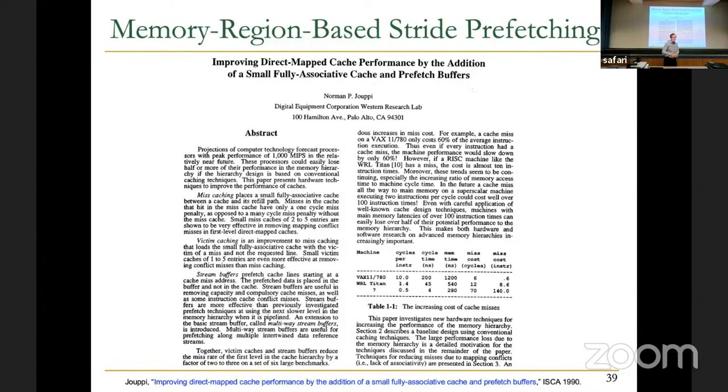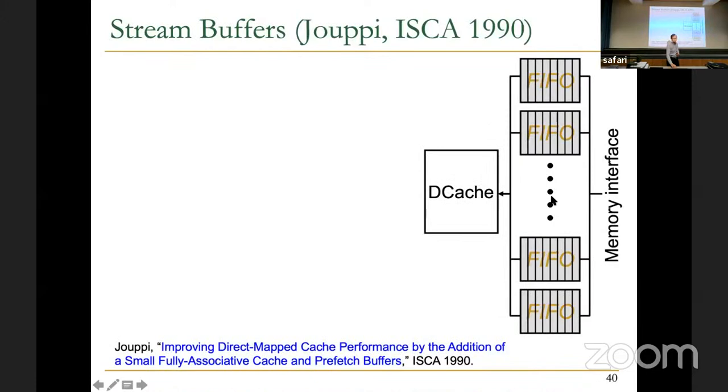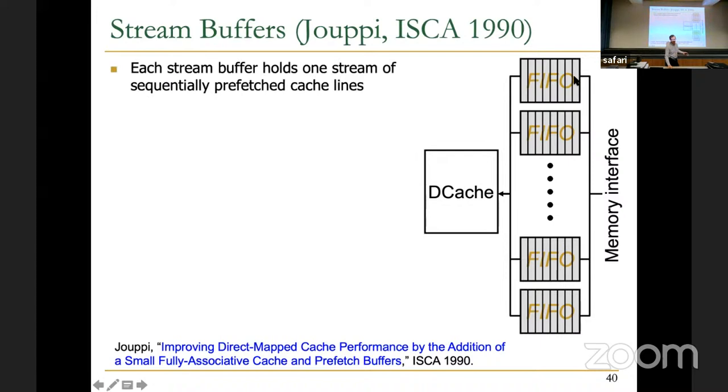But prefetch buffers, stream buffers, look like this from this paper. You have a data cache, and you have a bunch of FIFOs, first in, first out buffers, that bring data in for different regions of memory. And you fill the data cache, top off the data cache, if you see that your access pattern actually is going through that region of memory. That's the idea. Essentially, each stream buffer holds one stream of sequentially prefetched cache lines.